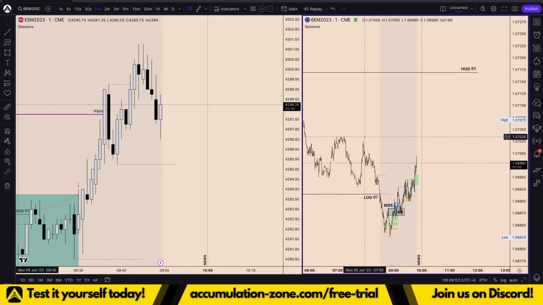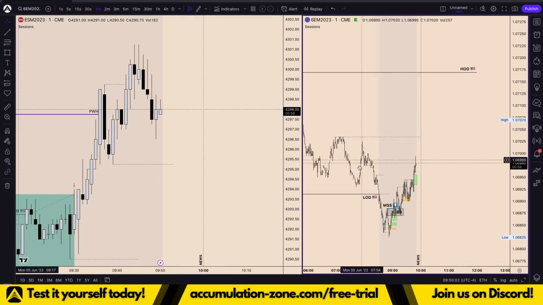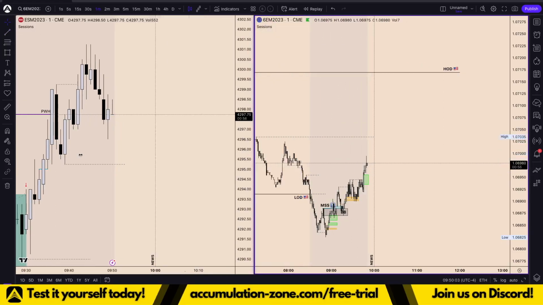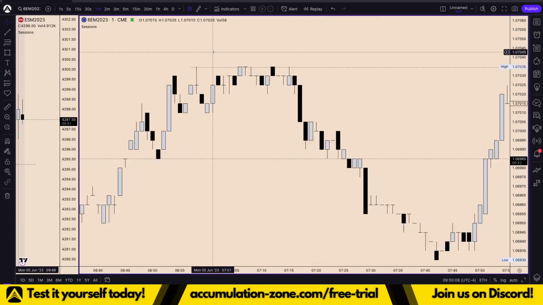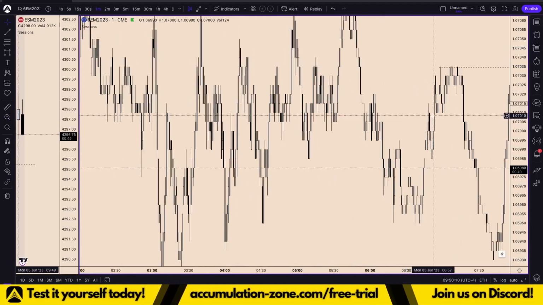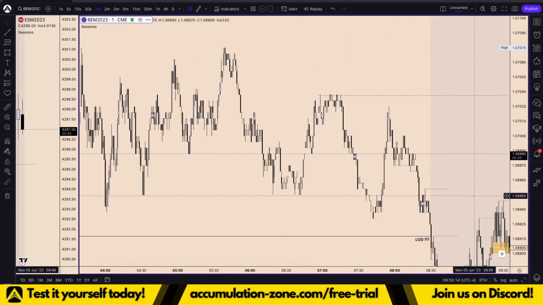But what really stands out to me would be this array of equal highs right here. Do you see that? This really stands out to me. Let me zoom in here quickly. This array of equal highs, I think that happened right around 7 a.m. New York local time.